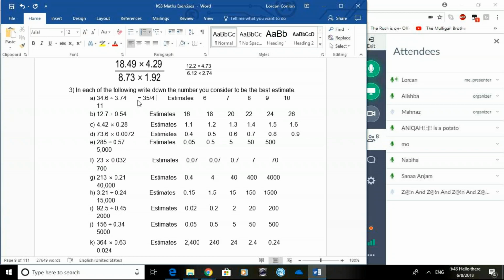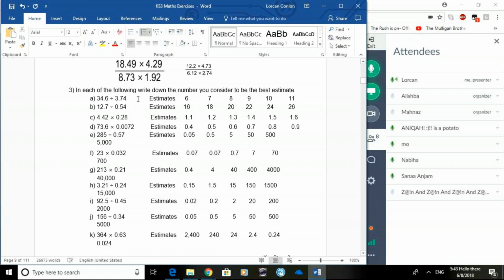36. Yeah, so I can say it's an estimate that this is 36 divided by 4. So it's almost 9, okay? So out of these options, that means the best estimate is 9, okay? Does everyone see how I did that? Good. So let's give these a try, okay? So we'll give these a go.